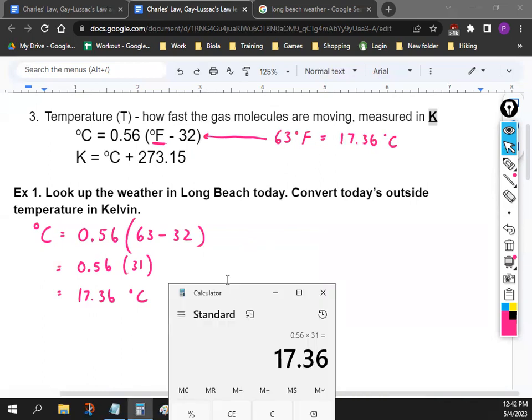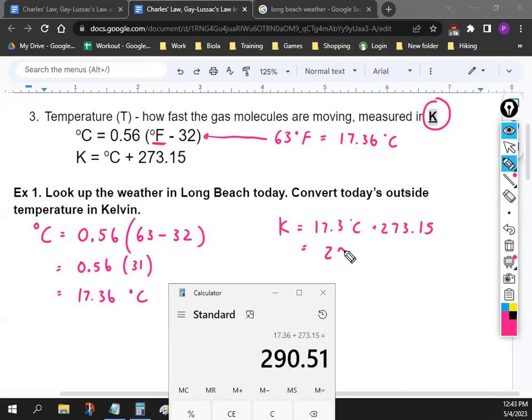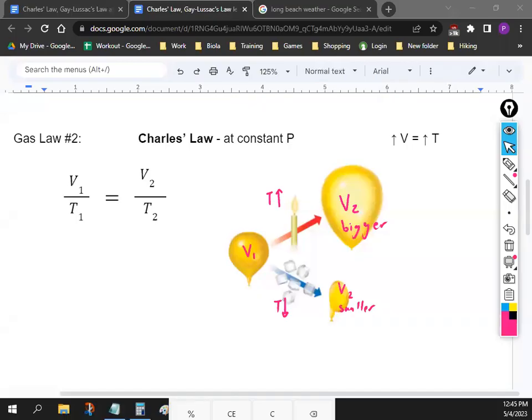All right, but we're not done because, again, for this unit, we always have to measure temperature in terms of Kelvin. So what we have to do is turn Celsius into Kelvin. That part's really easy. All we got to do is take the Celsius, and we add 273.15. Okay, so if we add 273.15, that's going to give us the value in Kelvin. So 290.51 Kelvin.